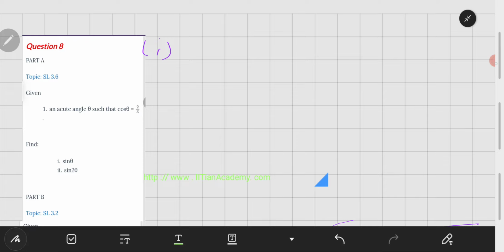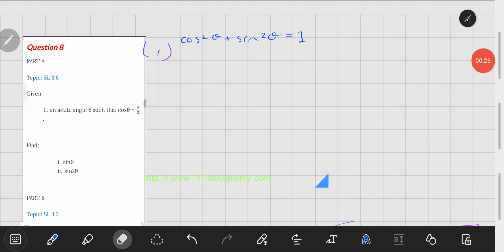So to answer our first question, we will use Pythagoras' theorem. With the Pythagorean theorem, we get the identity that cos squared theta plus sine squared theta is equal to 1. And we do have cos theta, so we can substitute that into our equation so that we get (2 over 3) squared plus sine squared theta is equal to 1.